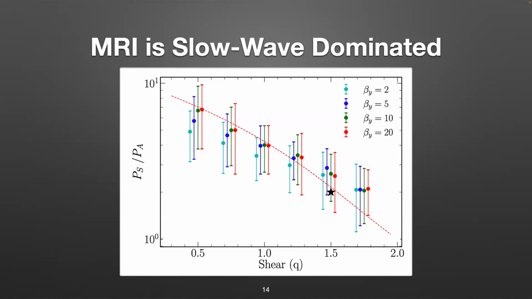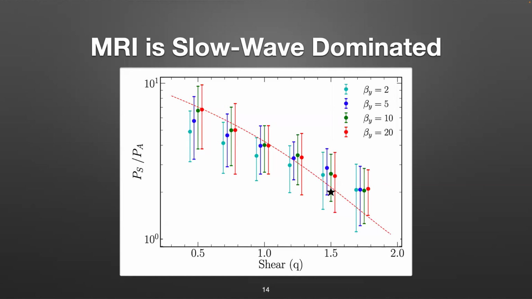And what we see here is the slow-to-Alfvén wave dynamic power ratio as a function of Q for different values of plasma beta, magnetic field strength, and shearing rate. Usually slow and Alfvén waves are equal in power. As you can see, all of these numbers are way above that, as expected, because the direct injection is into the slow waves by the shear.